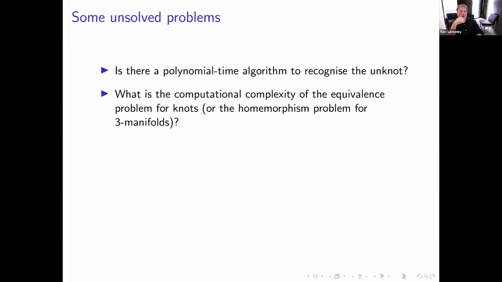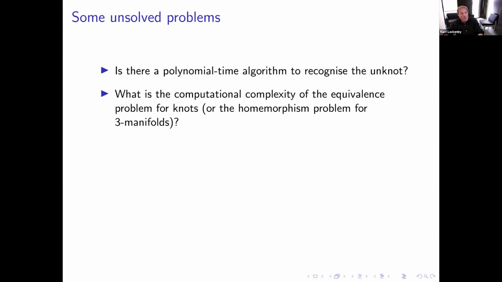Well, generally, what's the computational complexity of the equivalence problem for knots? You can also ask the same question more generally, the homeomorphism problem for three-manifolds. And here our knowledge is really, really bad. The best upper bound on this computational complexity is due to Kuperberg, a tower of twos. The best lower bounds, well, for knots, we don't have any good non-trivial lower bounds.